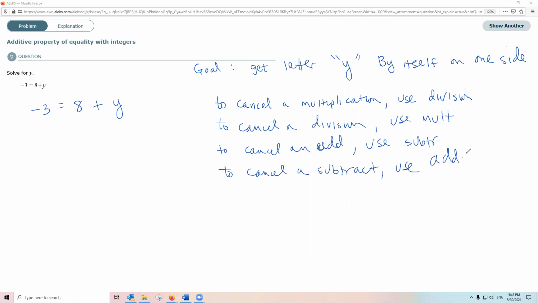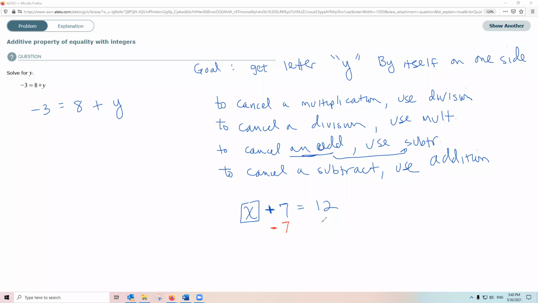So let's do a couple of quick examples here. How about if I had x plus 7 equals 12? Well, remember, the goal is to get x by itself. In order to get x by itself on the left-hand side of this equation, we would have to cancel out or eliminate this addition of 7. But to cancel an addition, we want to use subtraction. So what that suggests is we should subtract 7.